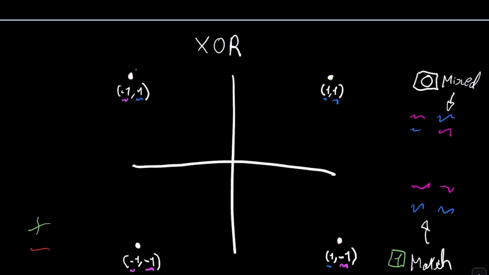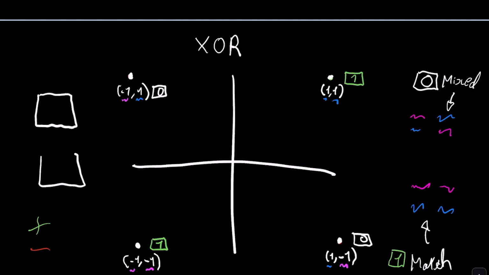Let's just write the targets right next to the points we want to categorize. So remember, we want this one to be 0. We want this one to be 0 since they're both mixed, right? And for this target, we want this one to be 1 and this one to be 1 because these are both matching pairs. So in order to solve this, we would need each machine to have a decision plane that looks a little something like this.